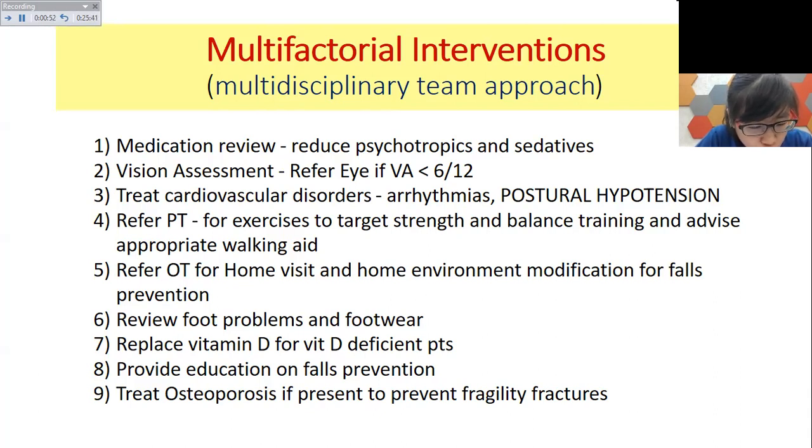Of course, next, to refer to review for any foot problems and footwear, and to advise accordingly. And of course, if there's vitamin D insufficiency, replacement is required. And of course, education on falls is also just as important. And lastly, to treat osteoporosis to prevent fragility fractures.